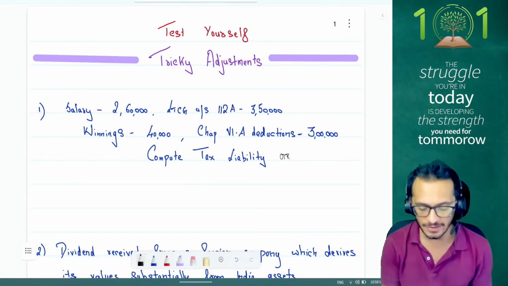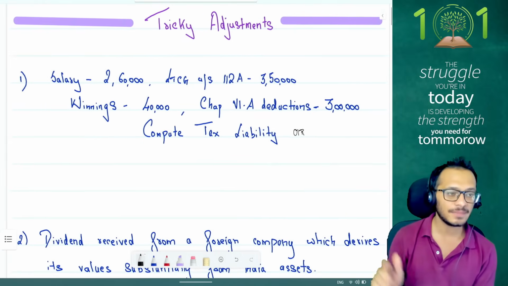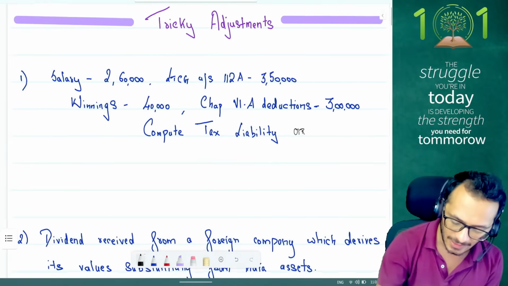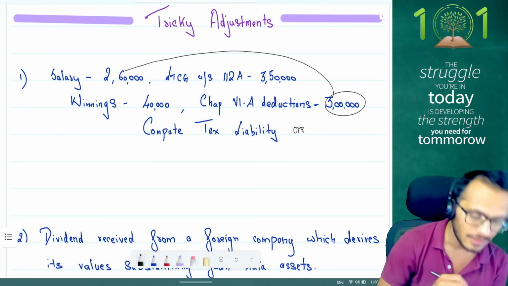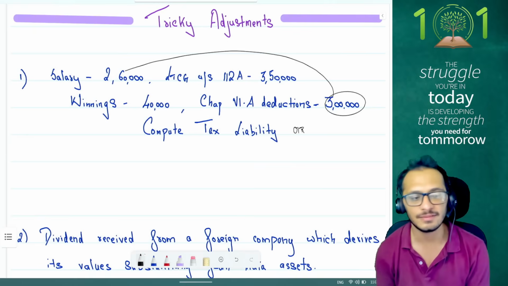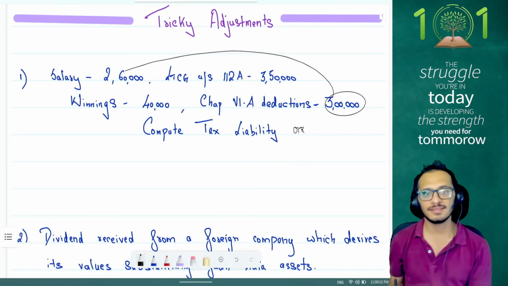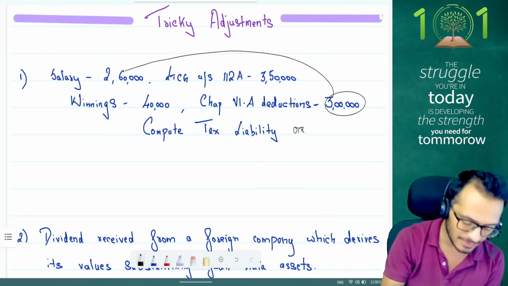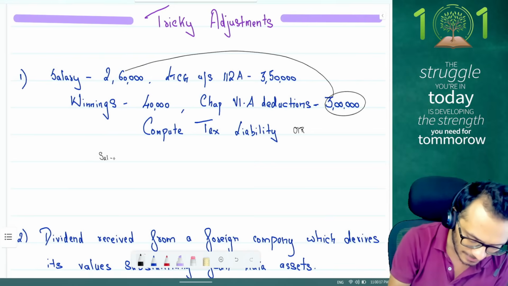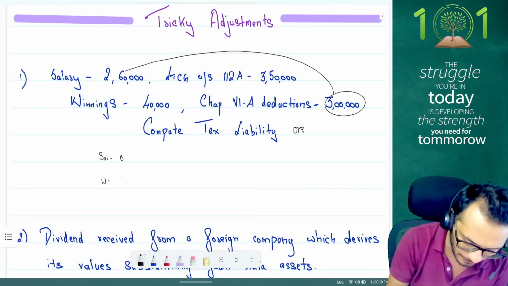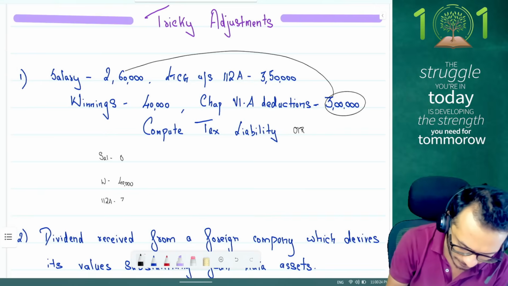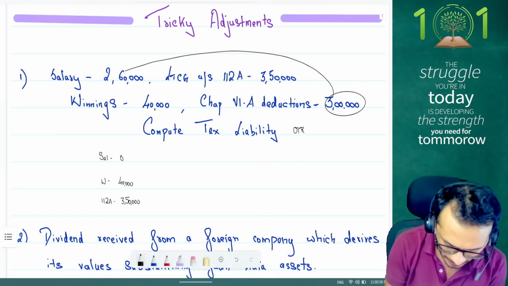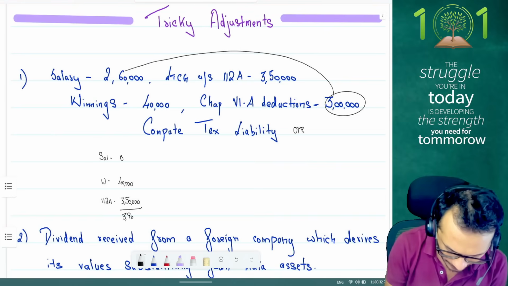Now, how do I answer these kinds of questions? First of all, people, you need to keep this in mind. When it comes to Chapter 6A reductions, a Chapter 6A reduction can only be set off against what? It can only be set off against your slab incomes. You cannot set off against any of the LTCG or winnings, which means 3 lakhs will get restricted to 2,60,000, and that is what you can adjust off. Which means my salary now is going to be reported as 0. My winnings is going to remain at 40,000 rupees, and my 112A gets reported as 3,50,000. This is how I will report my total income, which means my total income will be reported as 3,90,000.